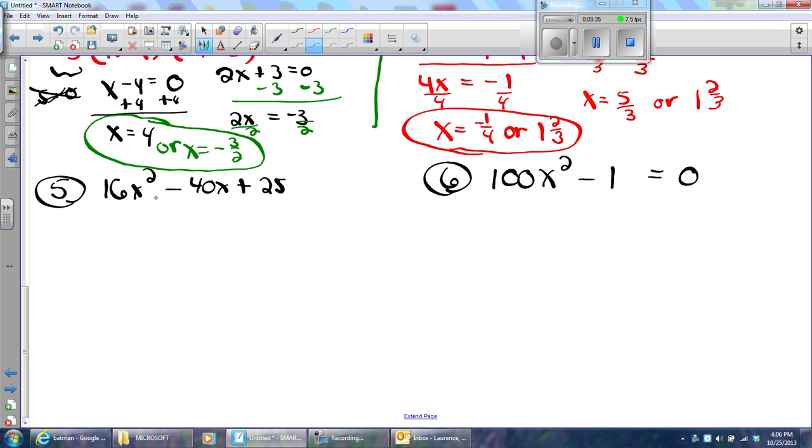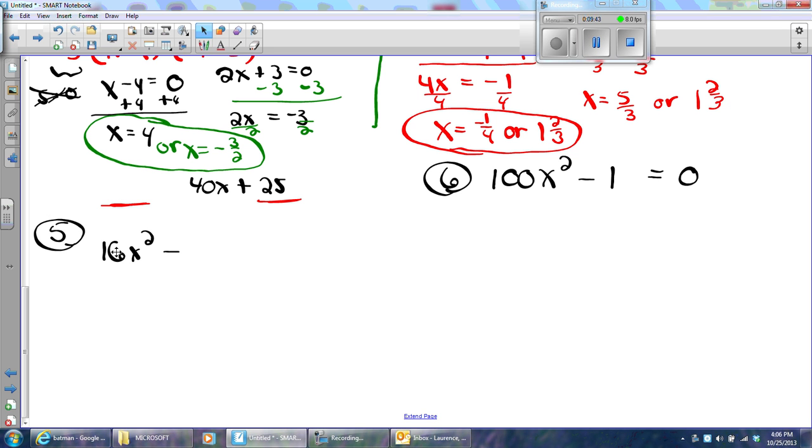Okay, number 5. You know what? I see a perfect square. I do. I'm going to move these problems down here. Bring my lines. Okay, I'm going to check. This might be a perfect square trinomial. If it is, I'm going to do the yippee skippy dance.